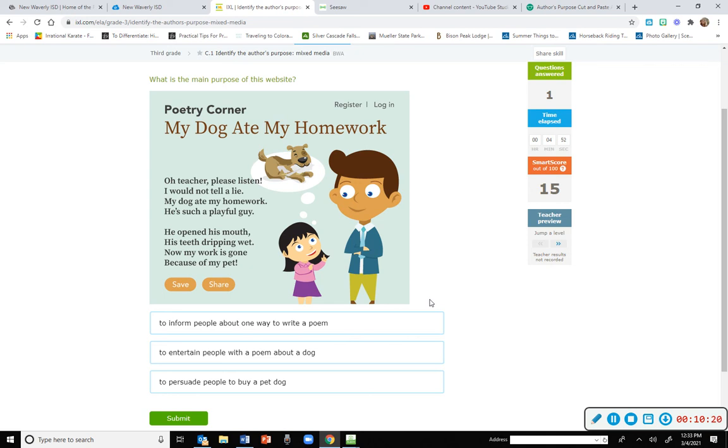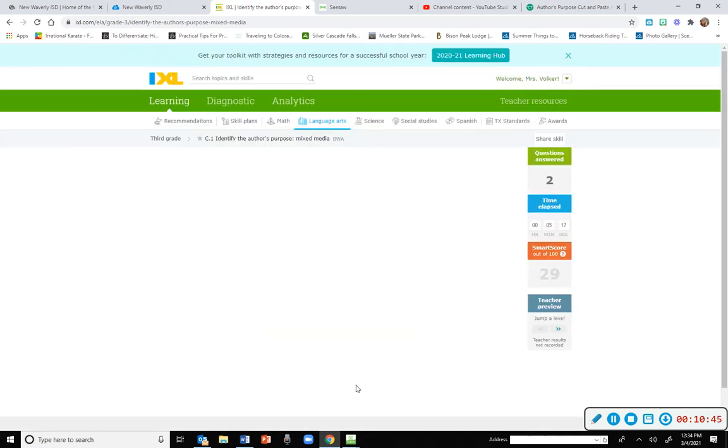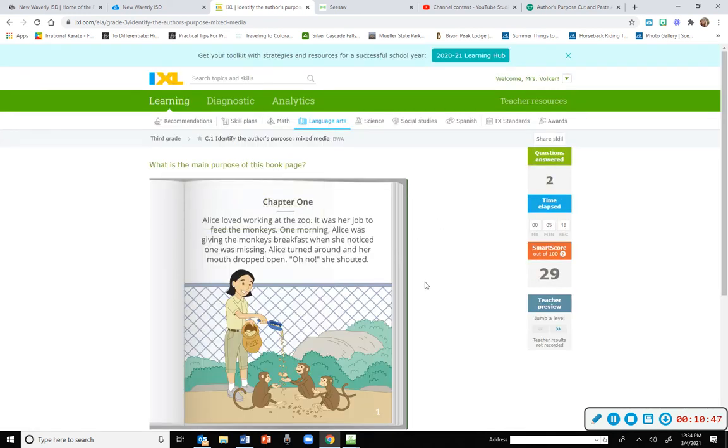To entertain people with a poem about a dog. To persuade people to buy a pet dog? Are they trying to convince us to buy a dog? No, he's not trying to convince us. So are they trying to entertain you? Yes. Okay, so the middle one, to entertain, is the reason for writing that.